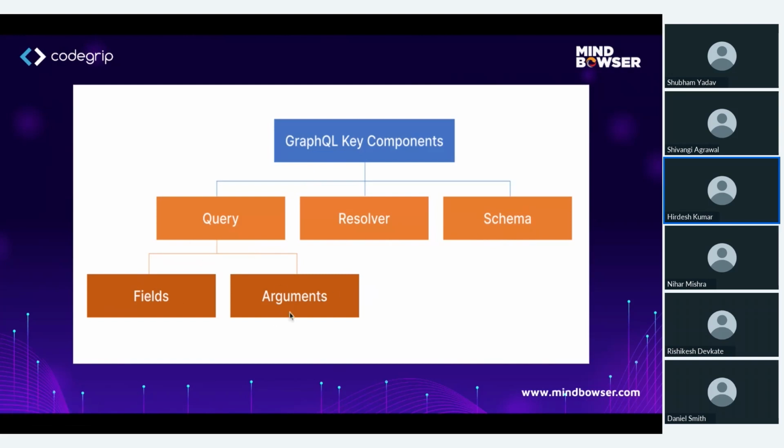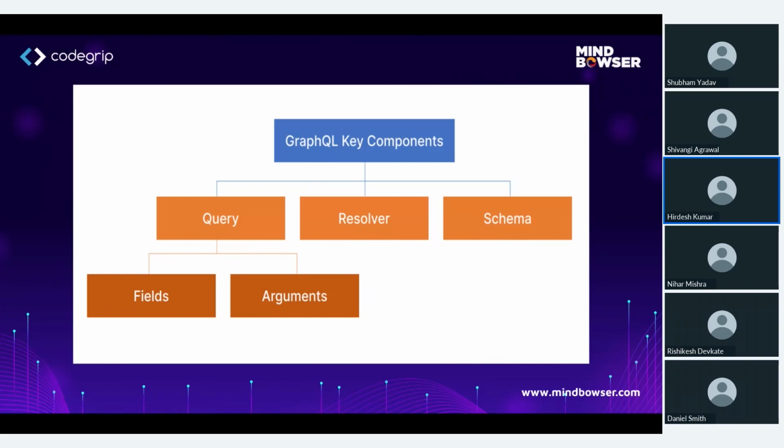So arguments are like whenever we are passing something, let's say you want to fetch some data related to a particular user or a particular entity. At that time we have to give some unique key to fetch the data for that entity, let's say the ID of a user. That ID we pass to that function, to that query, is an argument.